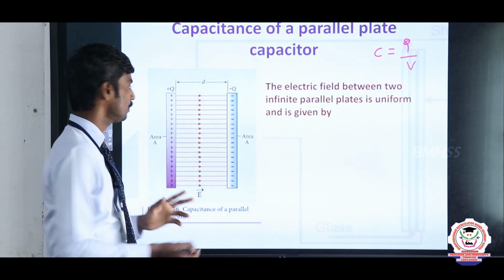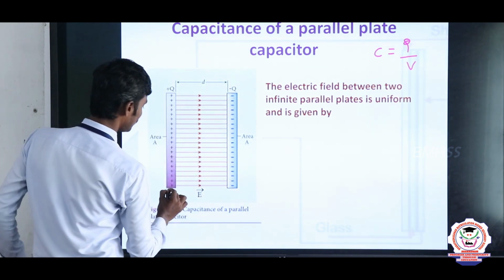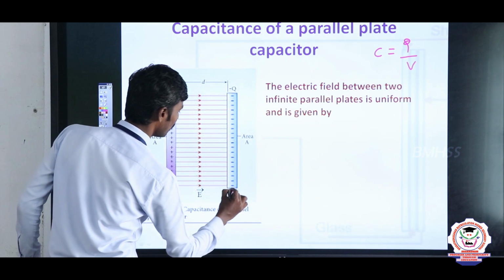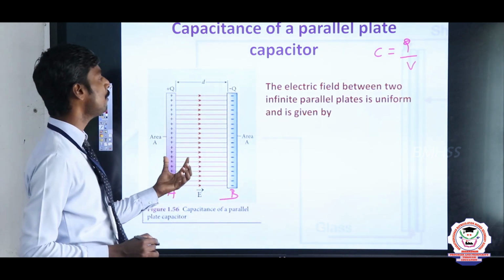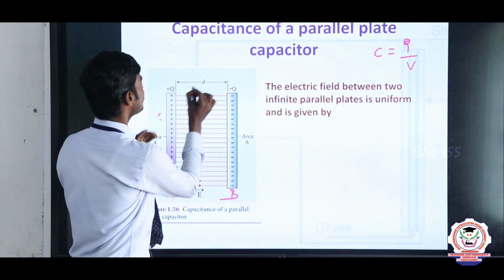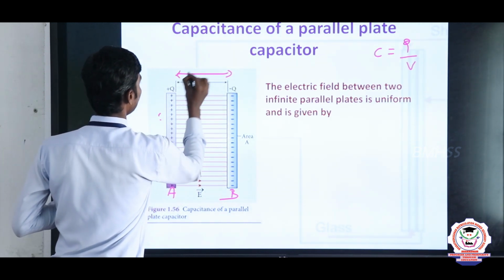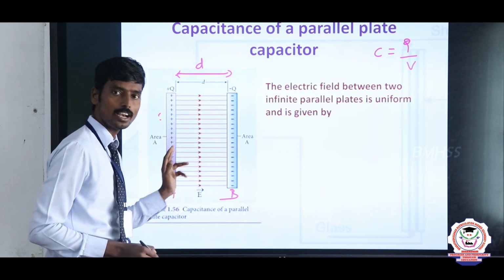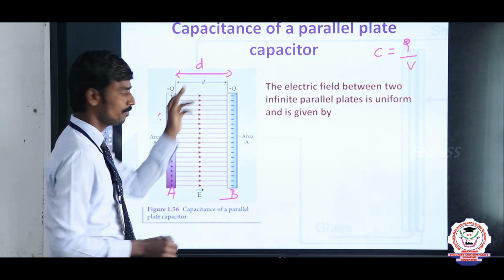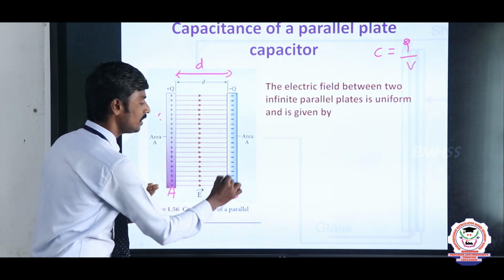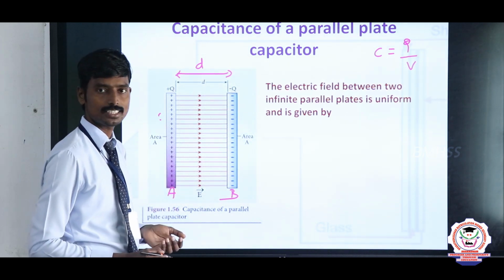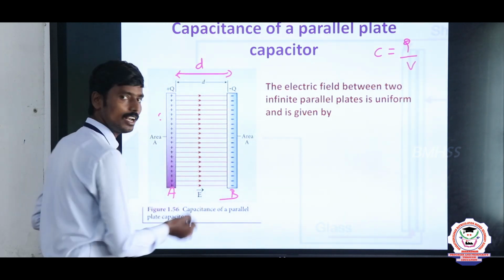The capacitance of the parallel plate capacitor is nothing but, let us consider two parallel conducting plates. One plate is represented by the letter A, and the other metal plate is B. The two parallel plates are separated by a small distance D, and are connected with the battery terminal voltage.